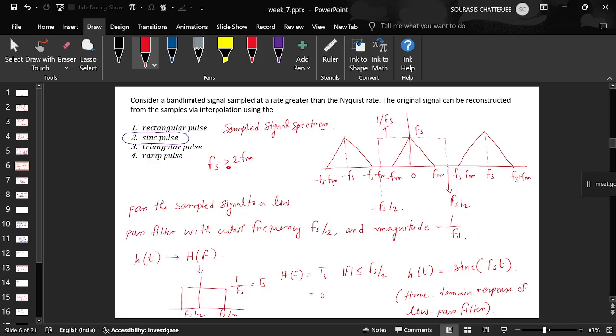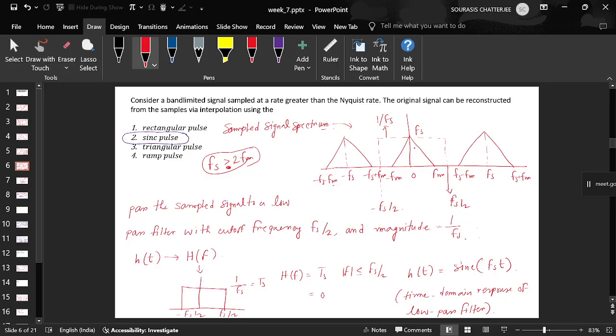So we have to start from exactly where we left off. Here the information given is that the bandlimited signal is sampled at a rate greater than the Nyquist rate. What does it mean? It means that Fs is greater than twice the maximum frequency component, that is, Fs is greater than twice Fm. So when Fs is greater than twice Fm, your sampled signal spectrum is going to look like this, because Fs minus Fm is greater than Fm. Therefore the spectral copies are not interfering with each other.